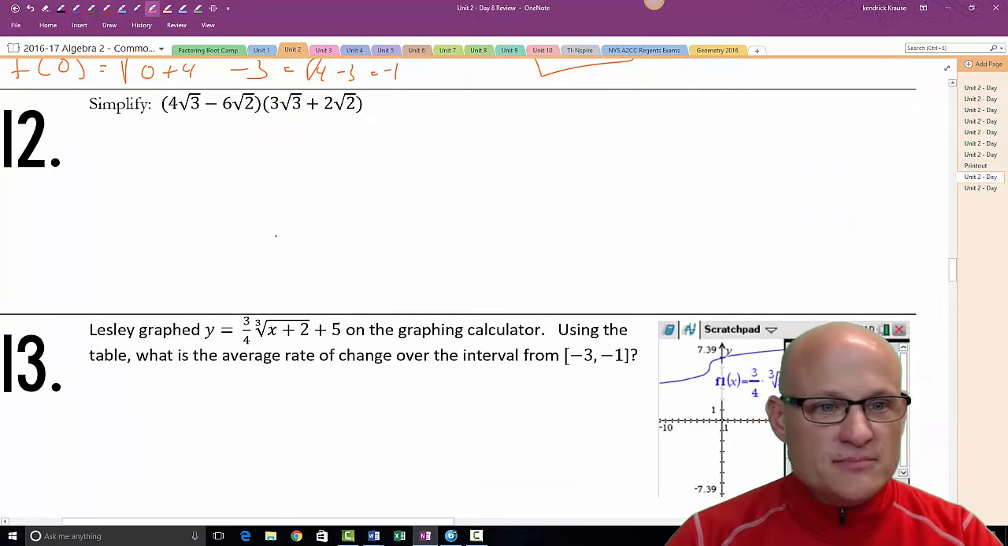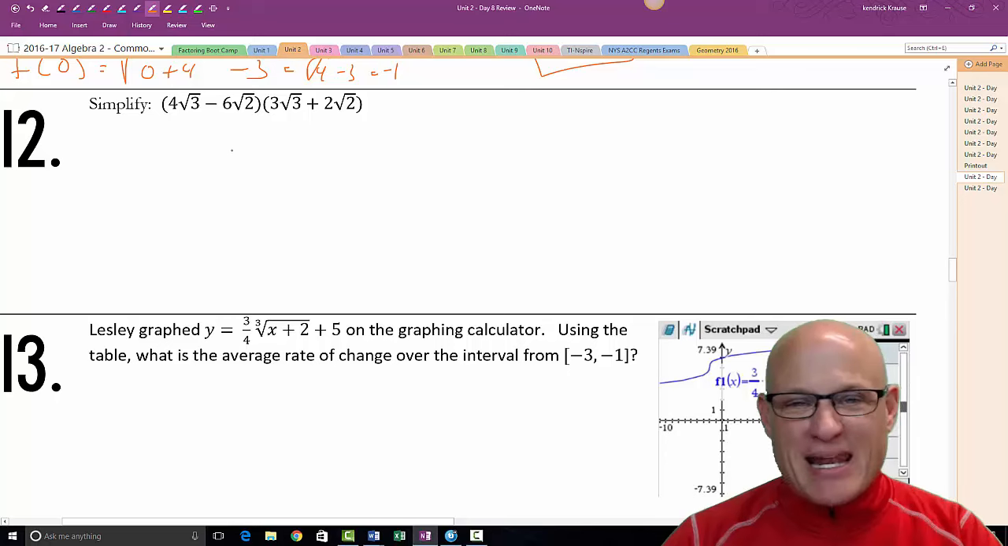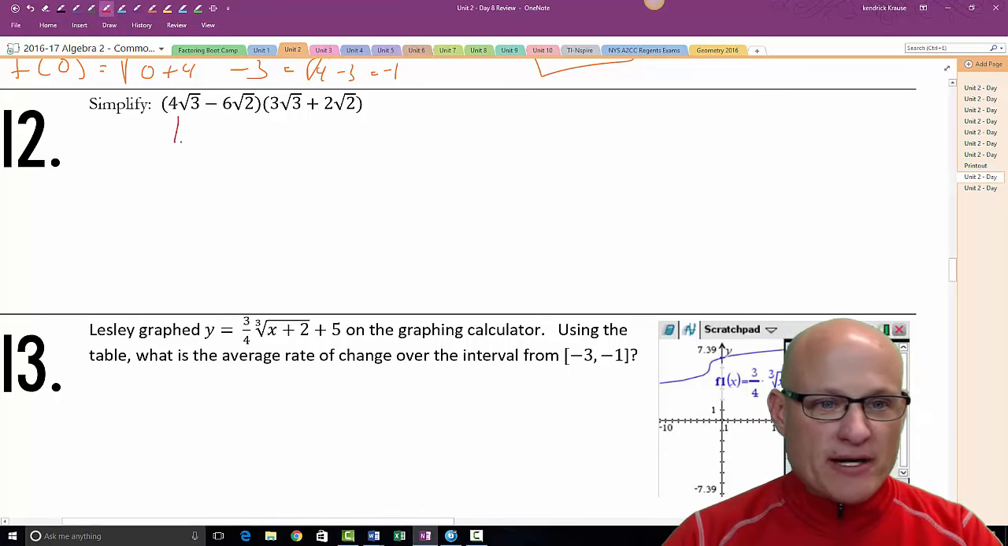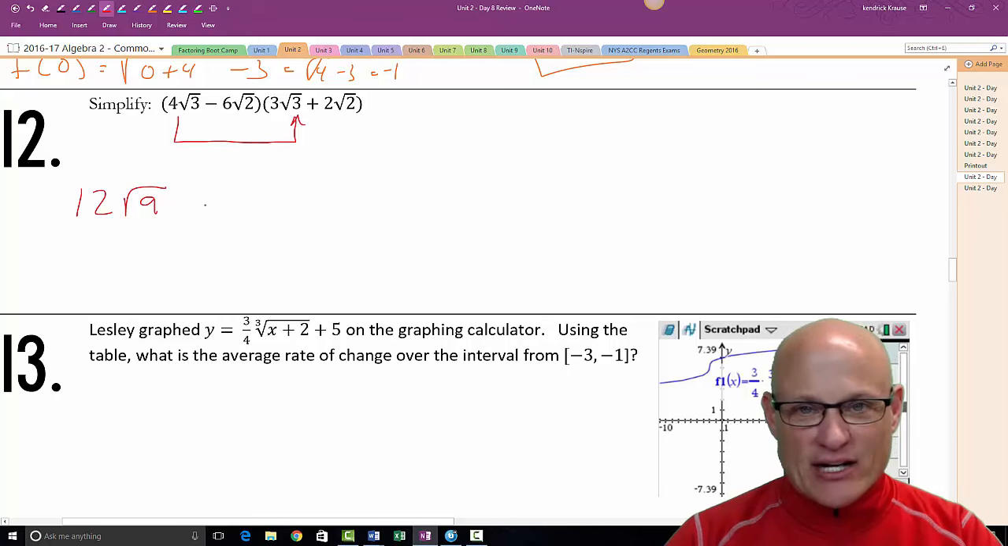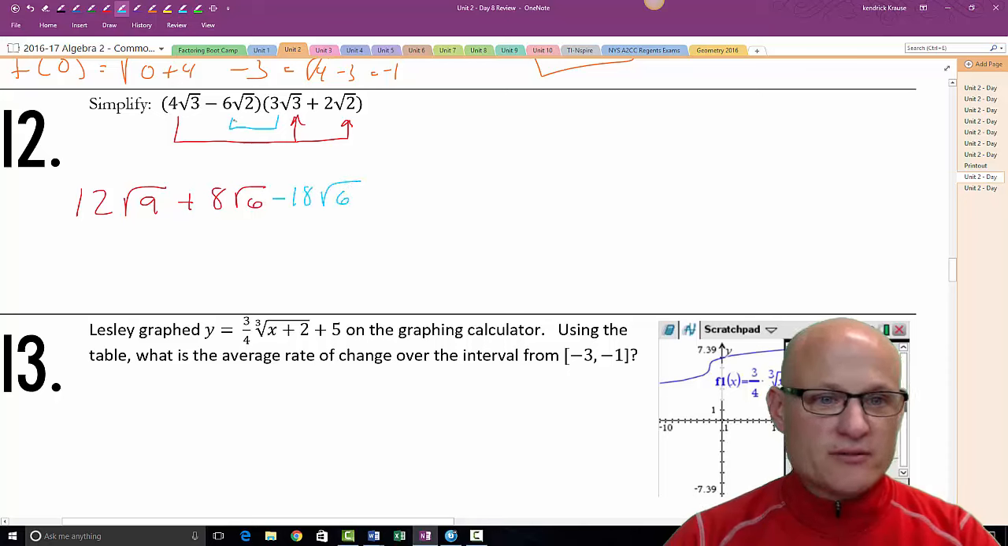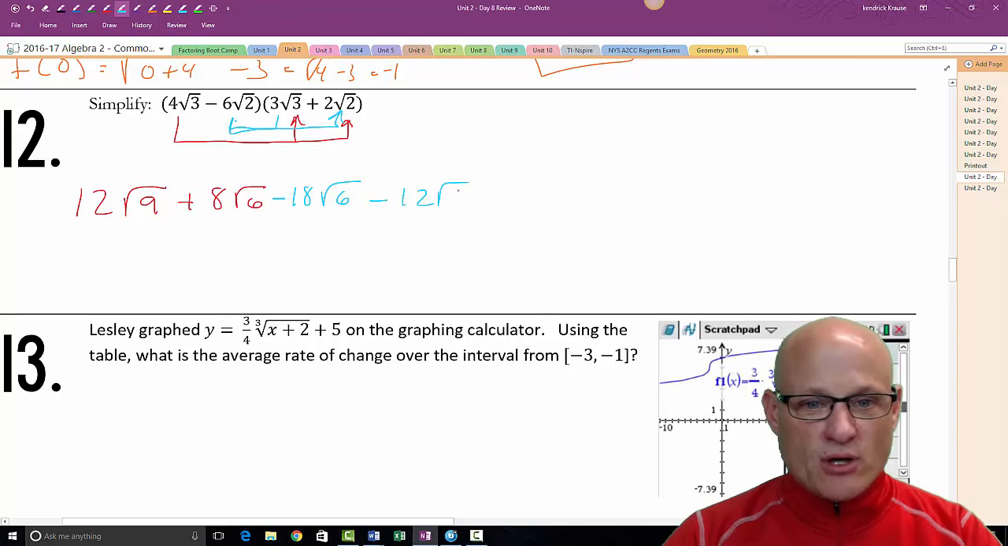Moving on. So we've got multiplication. We've got some double distributing. We're going to multiply this times this. That's 12 square roots of 9. Yes, I know the square root of 9 is 3. Plus 8 square roots of 6. Minus 18 square roots of 6. Minus 12 square roots of 4.